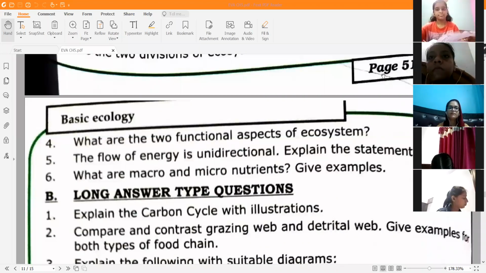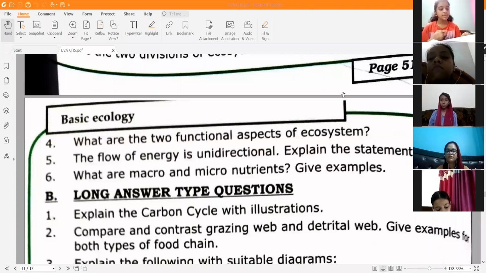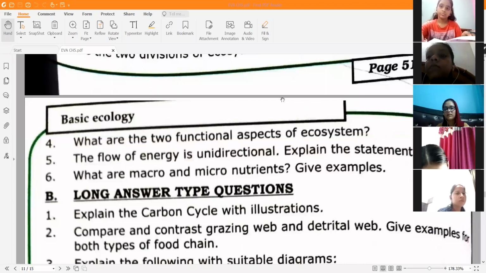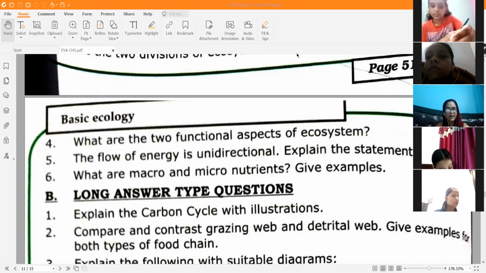Yes, Shambhavi. Energy flow and cycle of nutrients. All right, fine. If it's a 2 marks, then fine, you can write and leave. But please add this line that the two functional aspects of ecosystem are, and then you will give the two aspects. But if it's a 3 mark, then you will have to explain.